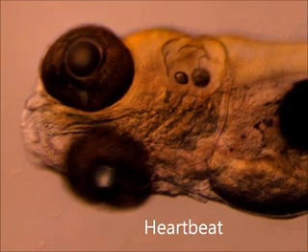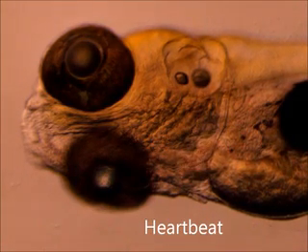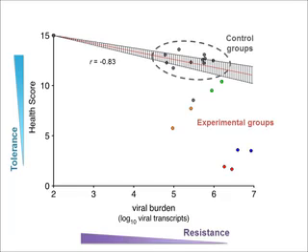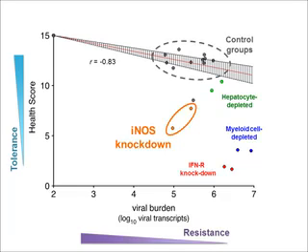Combining basic behavior with internal parameters such as blood flow or heartbeat, a health score was built and confronted to the measured viral load. In the case of chikungunya, the limited data available suggests that the zebrafish iNOS gene may contribute to tolerance more than to resistance.